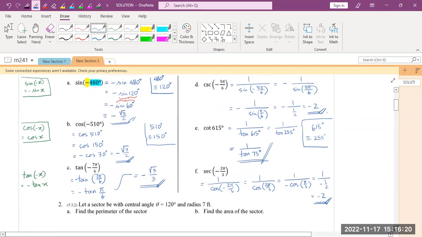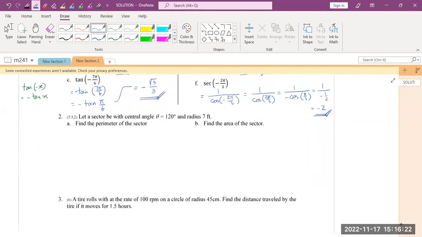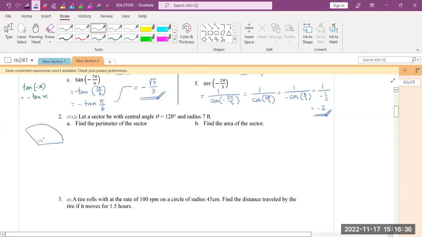Okay, number 2. Let the sector have a central angle of 120 degrees. Let's say like this, this is 120 degrees, and the radius is 7 feet. The first question is to find the perimeter of the sector. The perimeter of this sector is not only the length of the arc, please distinguish that. It is the length of the arc plus this side and this side, plus 2 radii.